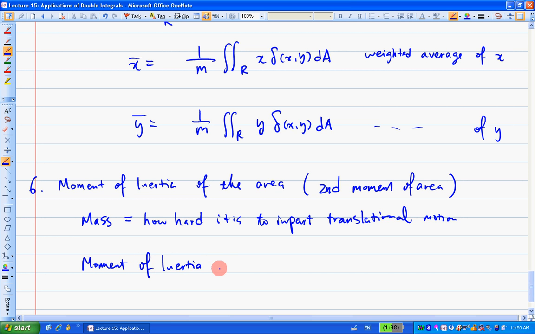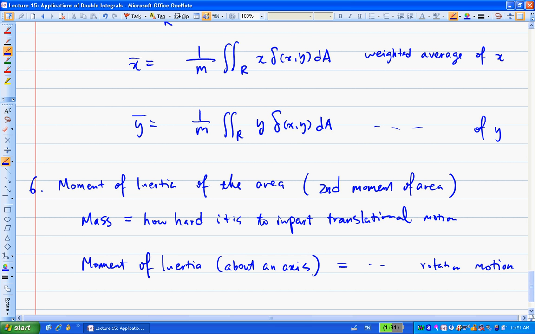This concept here, moment of inertia, is a concept always about a certain axis. So I think you probably can translate this mass concept to this concept now. So moment of inertia would be what? How hard it is to impart rotational motion. Okay, so that's the concept of moment of inertia.